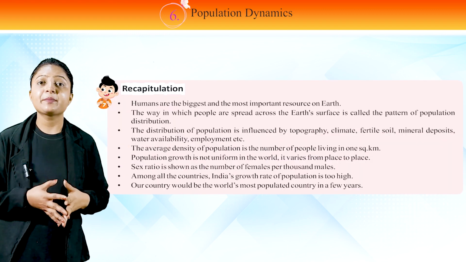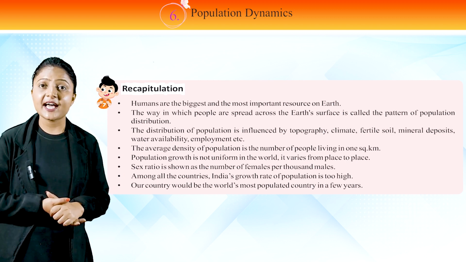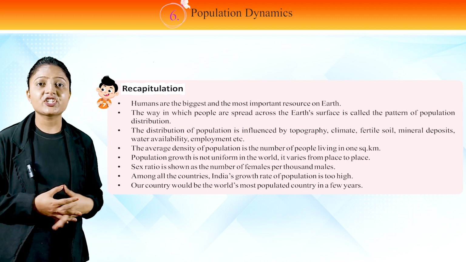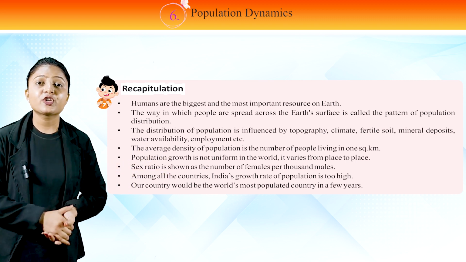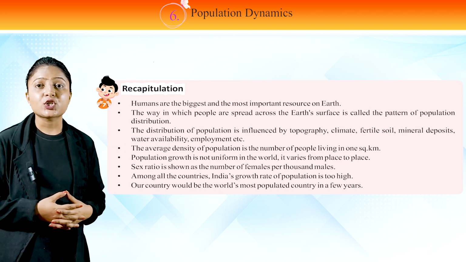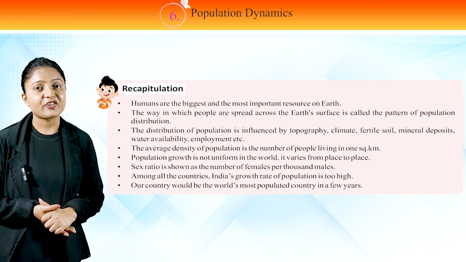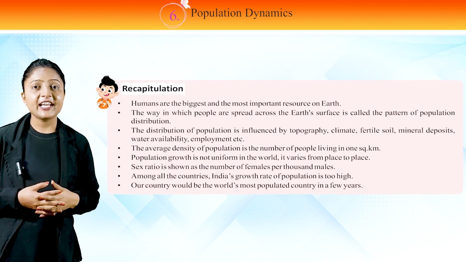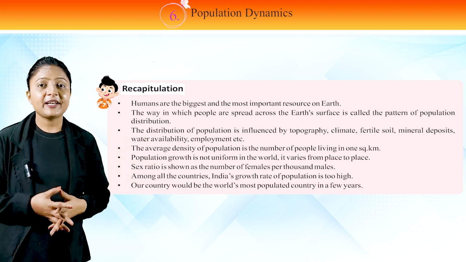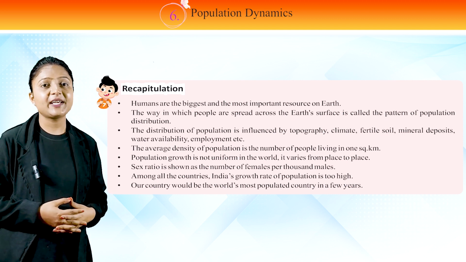Recapitulation. Humans are the biggest and the most important resources on earth. The way in which people are spread across the earth's surface is called the pattern of population distribution. The distribution of population is influenced by topography, climate, fertile soil, mineral deposits, water availability, employment, etc. The average density of population is the number of people living in 1 square kilometer. Population growth is not uniform in the world. It varies from place to place.